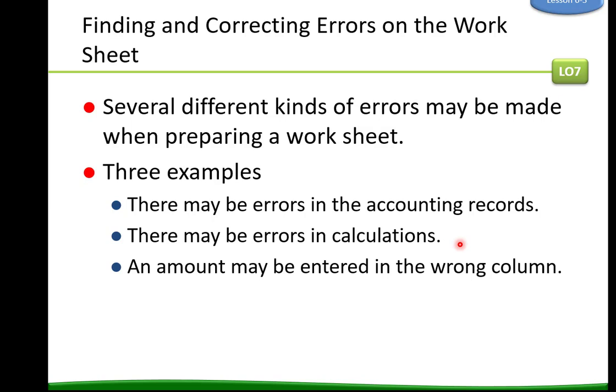So there are some finding and correcting errors. There are 3 different types of errors. There may be account errors in the accounting records, the data that you're pulling in. There may be errors in the calculations, or you may have entered things in the wrong column. One cool thing is that with errors in a transposition, where you wrote numbers in the wrong order, you'll be able to divide that error by 9, and it'll give you a nice, whole number.